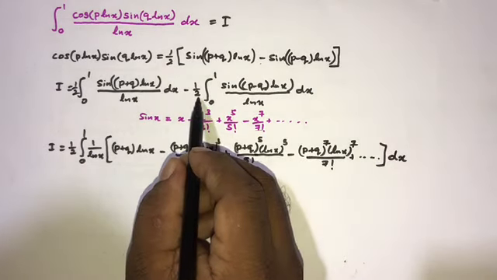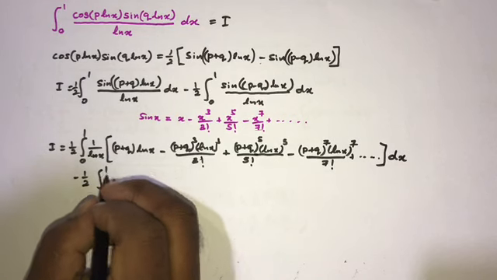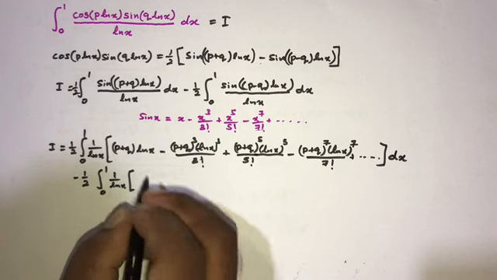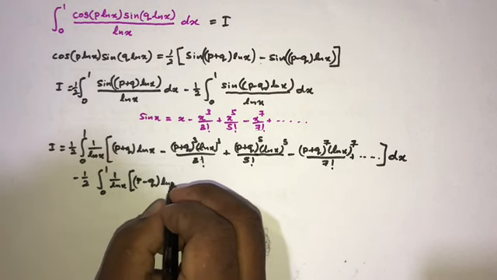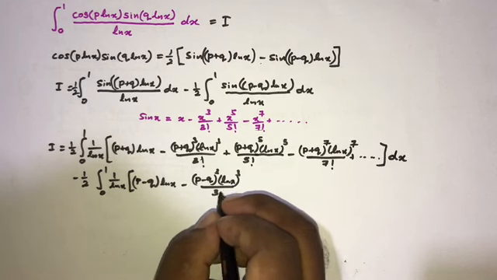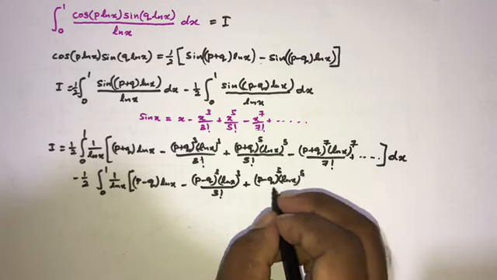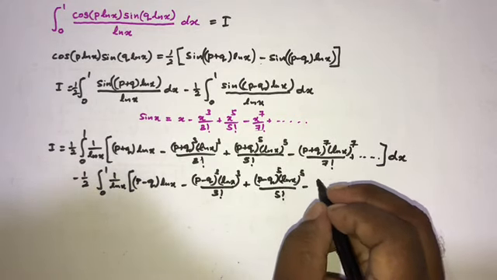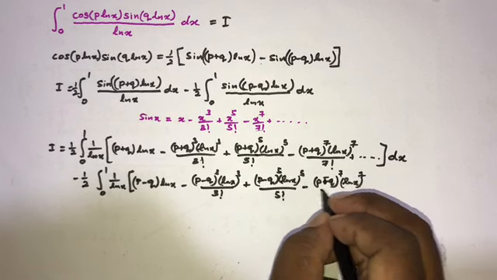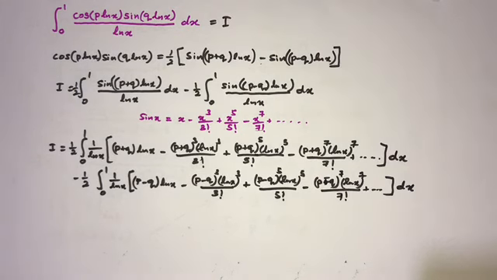And for this integral also we can use this series, so we can write minus 1/2 integral from 0 to 1 of 1 over natural log of x times (p minus q) natural log of x minus (p minus q) to the 3rd power natural log of x to the 3rd power over 3 factorial plus (p minus q) to the 5th power natural log of x to the 5th power over 5 factorial minus (p minus q) to the 7th power natural log of x to the 7th power over 7 factorial plus so on, and here dx.